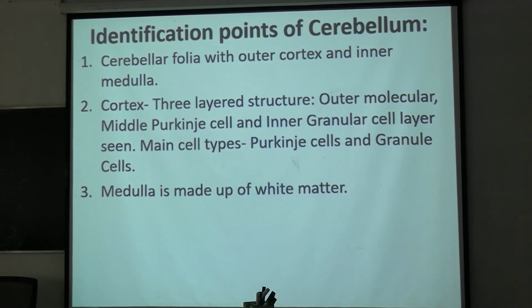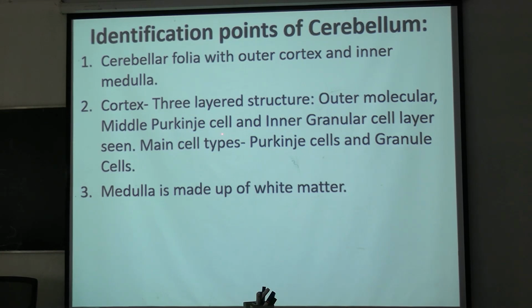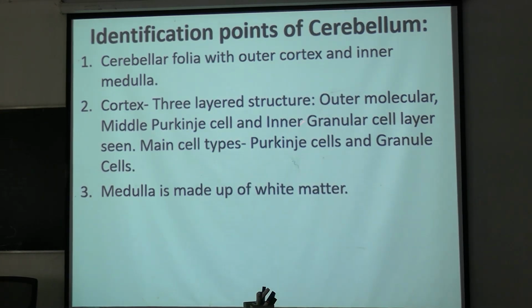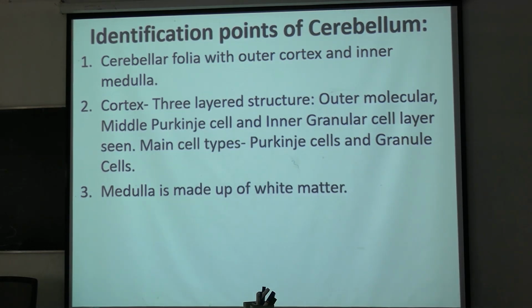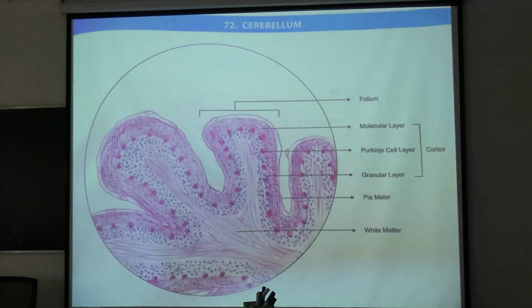Okay, identification points for cerebellum. Cerebellar folia with outer cortex and inner medulla or inner white matter. And cortex has a three layer structure: outer molecular, middle Purkinje cell layer, inner granular cell layer. And main cell types are Purkinje cells and granule cells, more numerous. These two cells are more numerous. And medulla is made up of the white matter. Okay, so these are the identification points of the cerebellum.